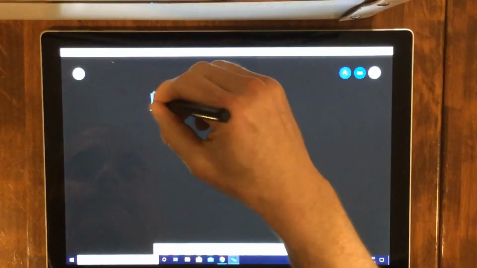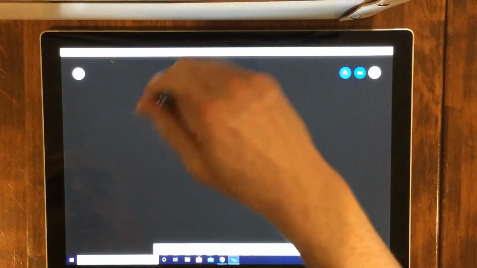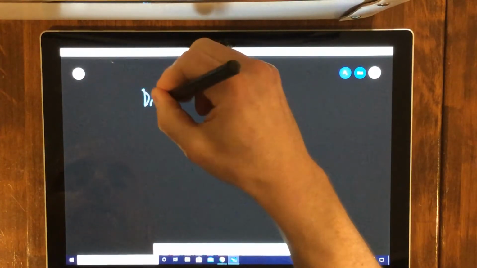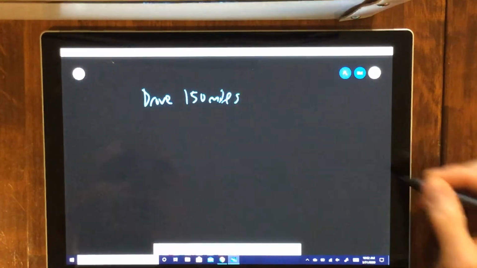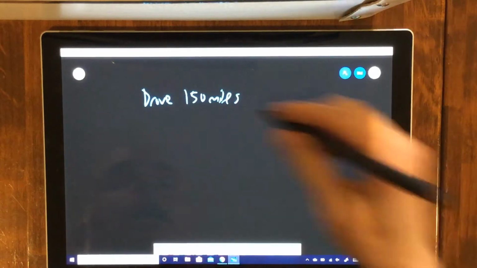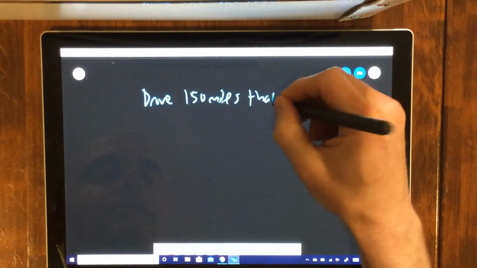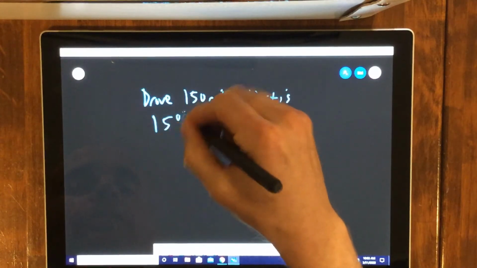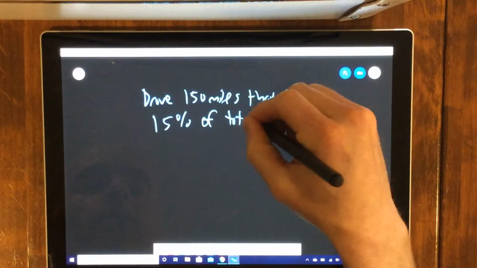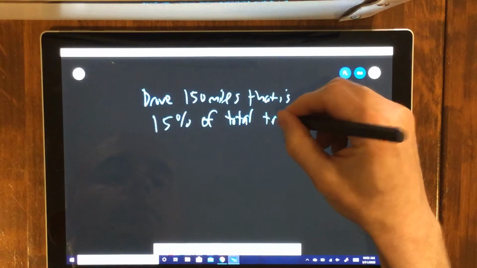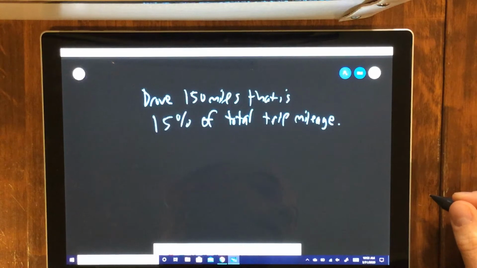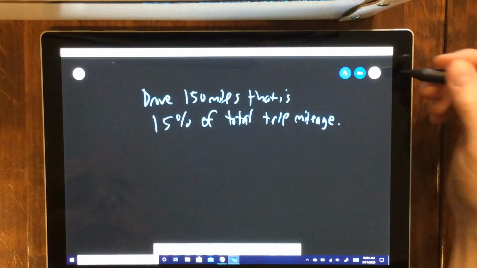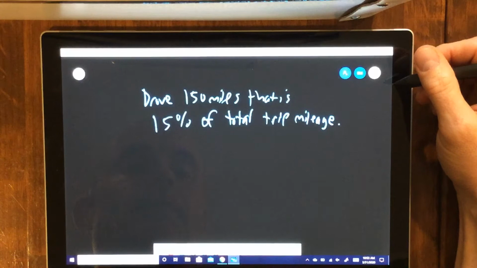All right, next one. You're going on a trip, and let's say you're with a couple people, and you take turns driving. So you drove 150 miles of the trip, and that is 15% of the total trip mileage. How many miles is the trip in total?